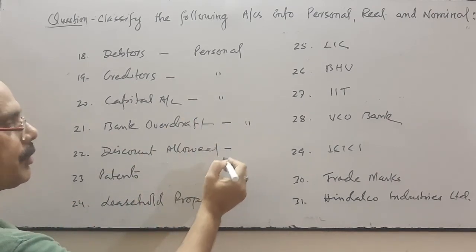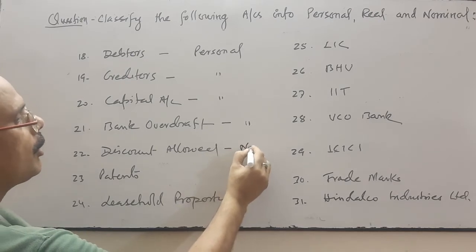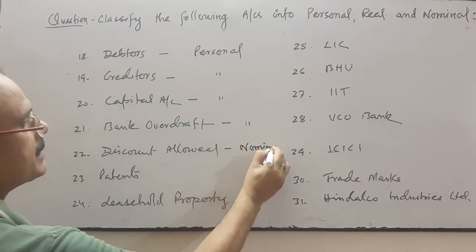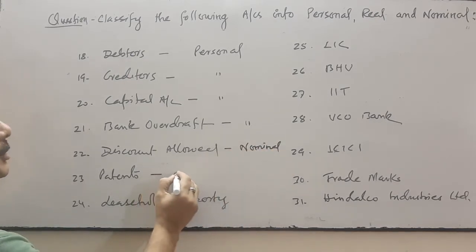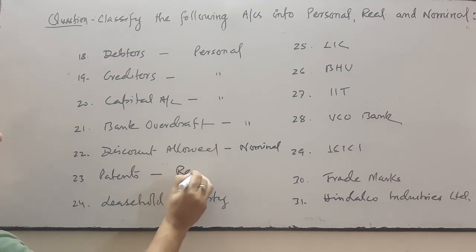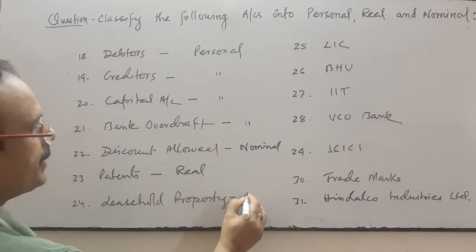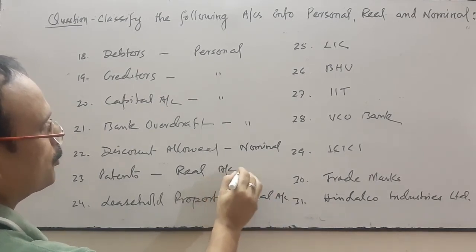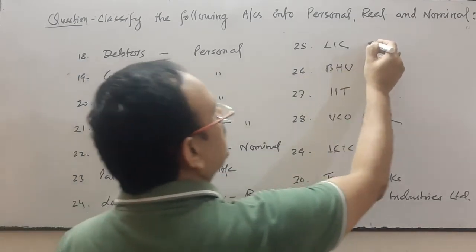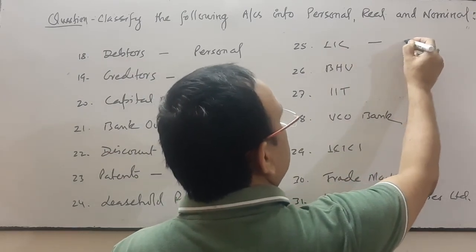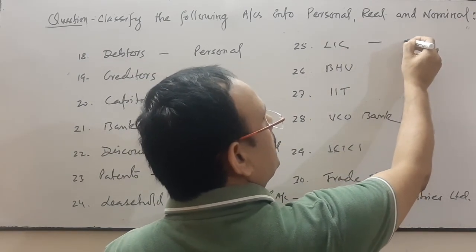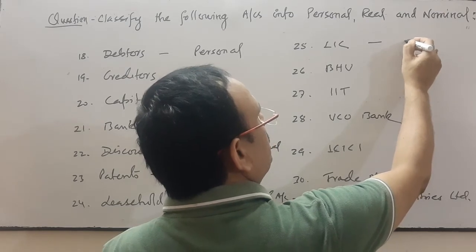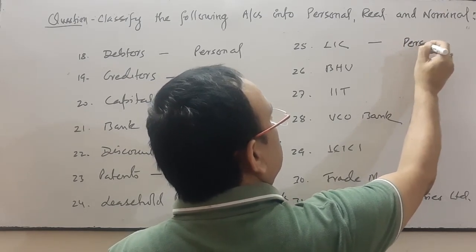Discount allowed is your expense, comes under nominal account. Patents is your asset, real account. Leasehold property, real account. LIC, Life Insurance Corporation, it's an artificial person, so comes under personal account.